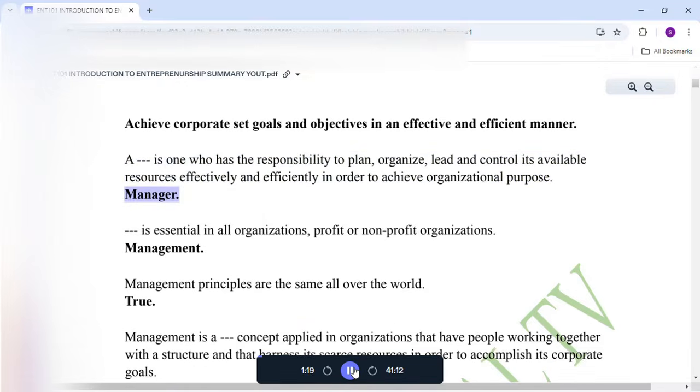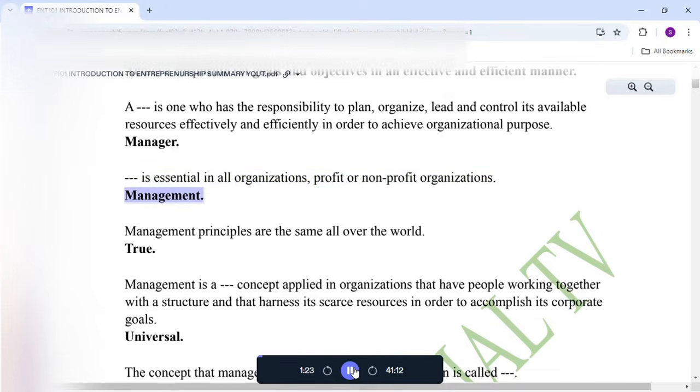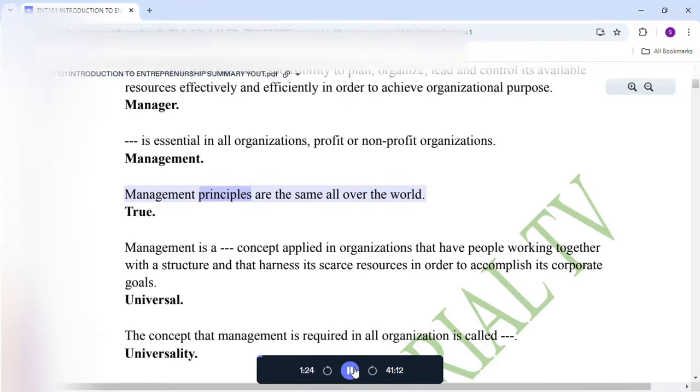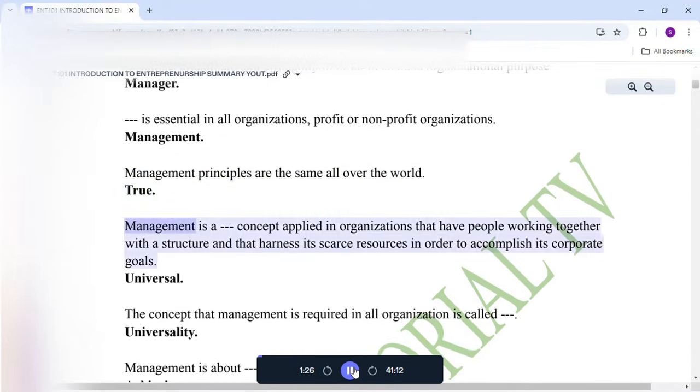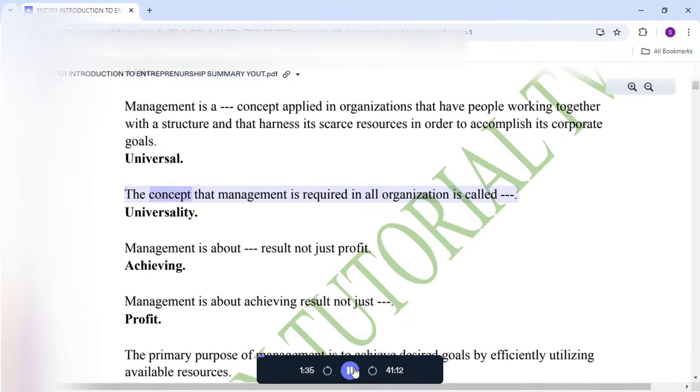Management is essential in all organizations, profit or non-profit organizations. Management principles are the same all over the world. True. Management is a universal concept applied in organizations that have people working together with a structure and that harness its scarce resources in order to accomplish its corporate goals. The concept that management is required in all organizations is called universality.